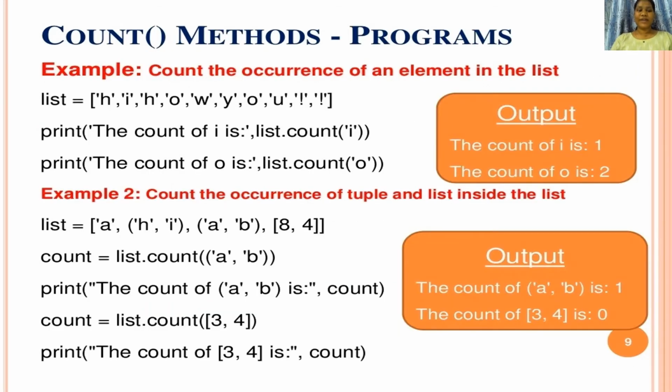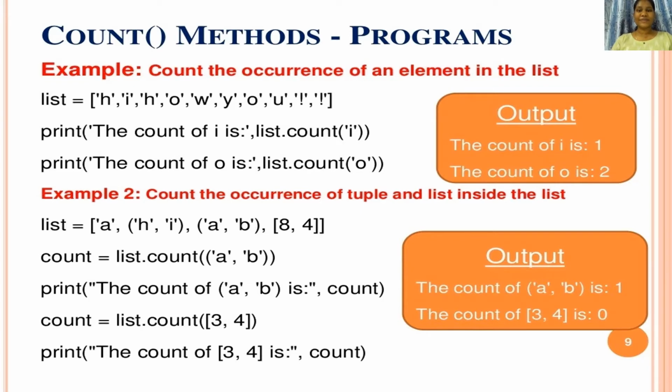Example on count method. Here I took a list called HOW, YOU and 2 exclamation marks, and I asked to find how many I's are present in the given list and how many O's are present. The count of I is 1 and the count of O is 2. Here is a second example and you can go through it from the given slide.